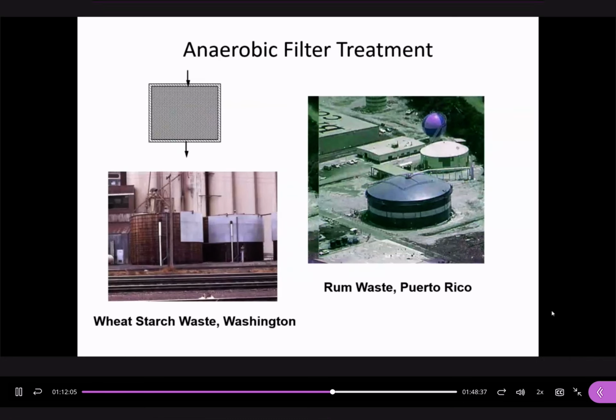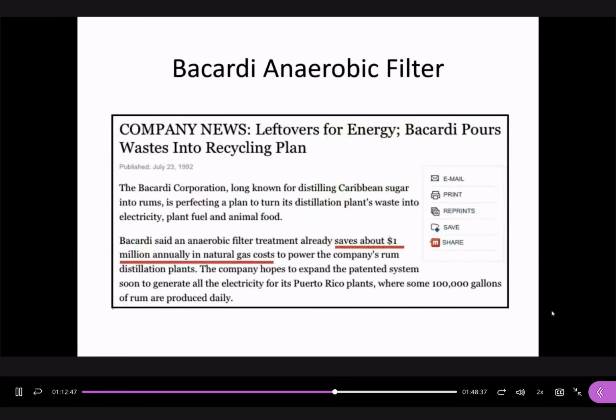But trickling filter, that is aerobic treatment, right? It requires oxygen. But here it's anaerobic, so it's closed. But within the tank, we have some media for the anaerobic microorganisms to grow. Okay? Does it make sense? Wheat starch waste, and run waste. Right? So one production, the waste. And it saves money. Okay, it saves money, if you can utilize the generated methane, electricity, heat, and so on, right?